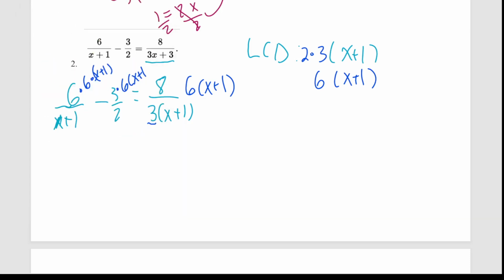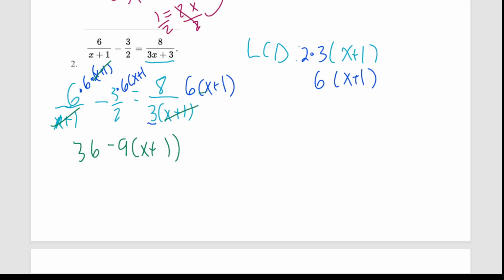Then I want to note what's going to cancel and make 1. X plus 1 divided by x plus 1 is going to make 1. 6 times 6 will give us 36. 6 times 3 divided by 2. 6 times 3 is 18. Divided by 2 will leave us with 9. Or you could also sort of equivalently think that those 2's would cancel and we'd be left with a 3. And then we still have times the x plus 1.